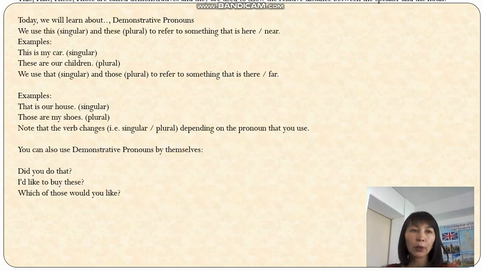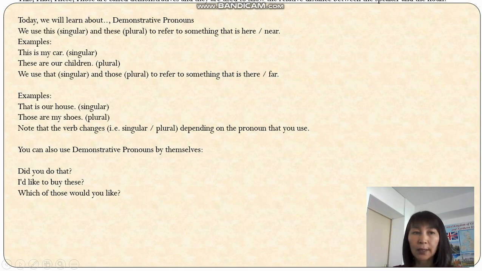Today, we will learn about demonstrative pronouns. You use this, singular, and these, plural, to refer to something that is here, near. Examples: This is my car, singular. These are our children, plural.